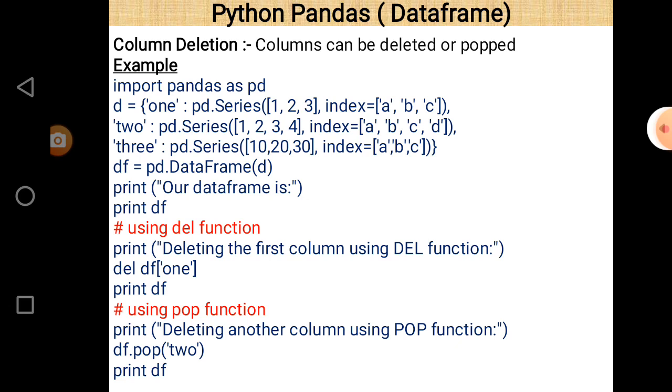As far as the difference between delete and pop operation is concerned, notice that in the delete operation we first write del, after that the data frame, and in brackets we write the name of the column. But in the pop operation, we first write the name of the data frame, after that pop, and in parentheses we write the name of the column. So this is a little difference between delete and pop. As far as functionality is concerned, both of them perform the same function, meaning deletion of a column.